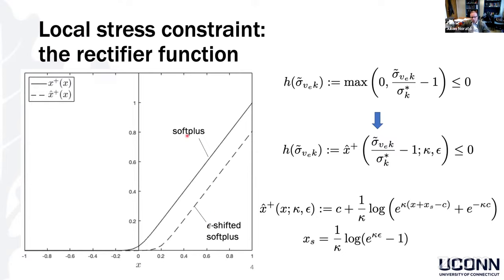So we shift the softplus function by some amount epsilon specified by the user, so that now we have something that looks like this, that it's closer to zero for x equal to zero. And it cannot be exactly zero because this function is never exactly zero. So now we hopefully have something that, if the constraints are active, gives us something very close to zero.